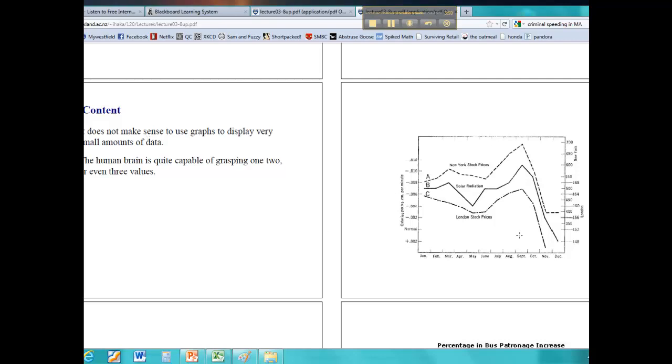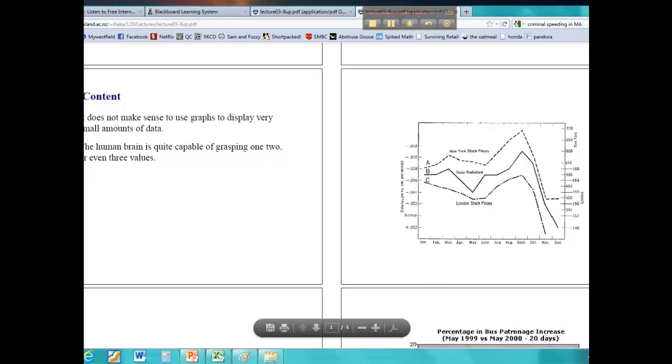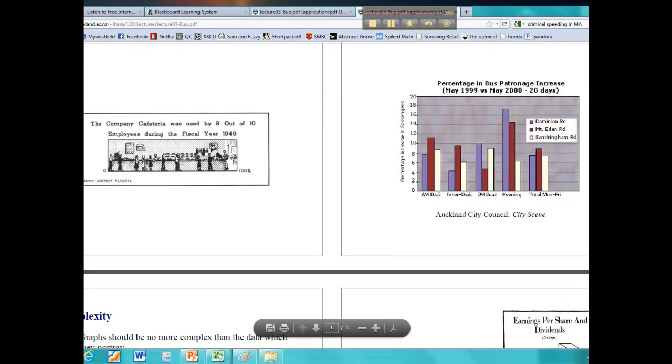This graph is really hard to read because it's got labels on both axes that really don't make any sense. It's really hard to read this graph. It's very convoluted. There's a lot of chart junk here. We don't want this. Here's another bad graph. I can't even tell what's going on. It's supposed to be 0 to 100%. The company cafeteria was used by 9 out of 10 employees during the fiscal year 1949. Do we even need this picture? No.